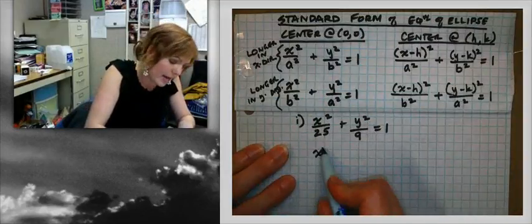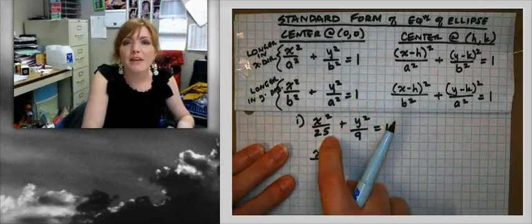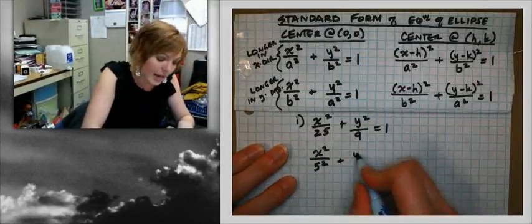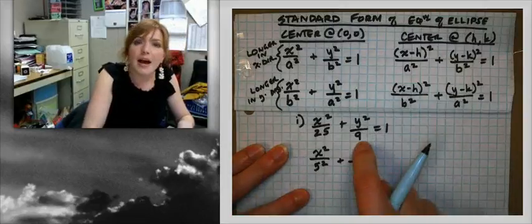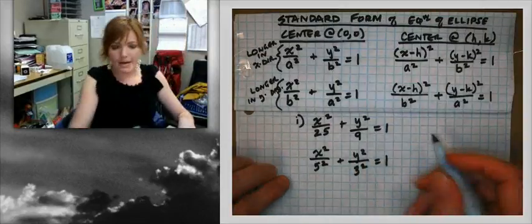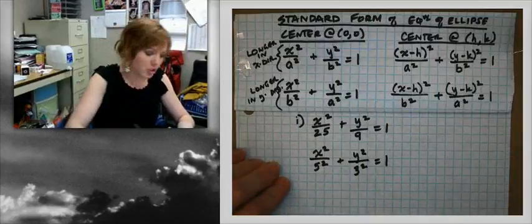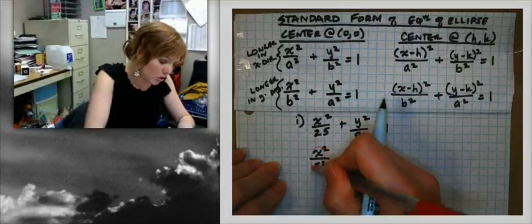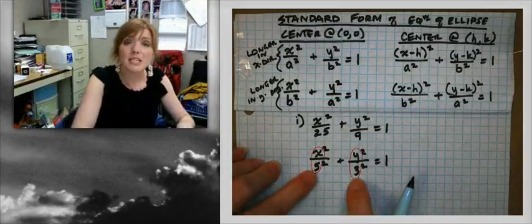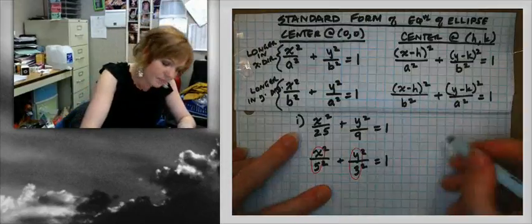Okay, so here we go. X squared over 25 is the same thing as 5 squared. So we're going to write it like that. And then y squared over 9 is the same thing as 3 squared equals 1. Okay, so now here's what we're going to do. I'm actually going to circle what we just rewrote that as because that's going to tell us how we graph, okay?